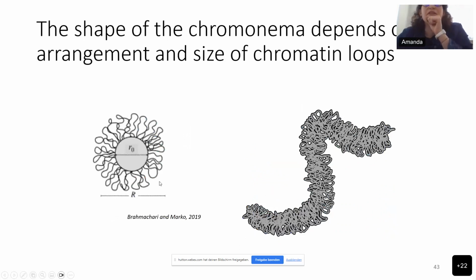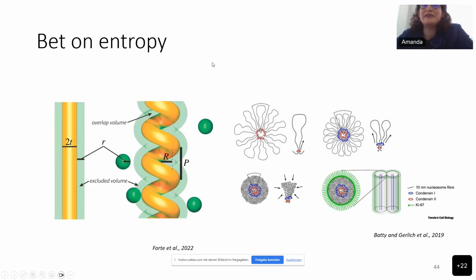And well, remembering it's made of chromatin loops, it's a bit hard to know how they could interact with each other, because these loops can repel each other when they're too close. So it might be complex mechanisms to bring them together. But if I can bet, I would bet on entropy.